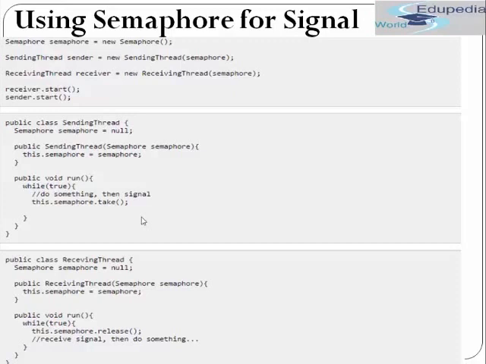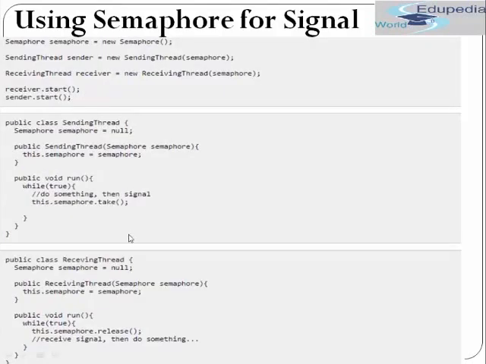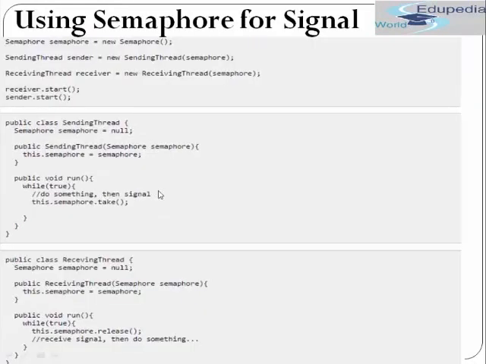The take method of semaphore, as we have seen previously, signifies notify, and the release method signifies wait. Whenever the receiver starts, it sends the wait signal. The wait is here: while not this.signal, it will call wait, and then it will change signal to false, and it will change signal to true and call notify. So this is how this happens. Receiving signals actually releases the lock and sending signals actually takes the lock. So this is how we use semaphore for signaling.